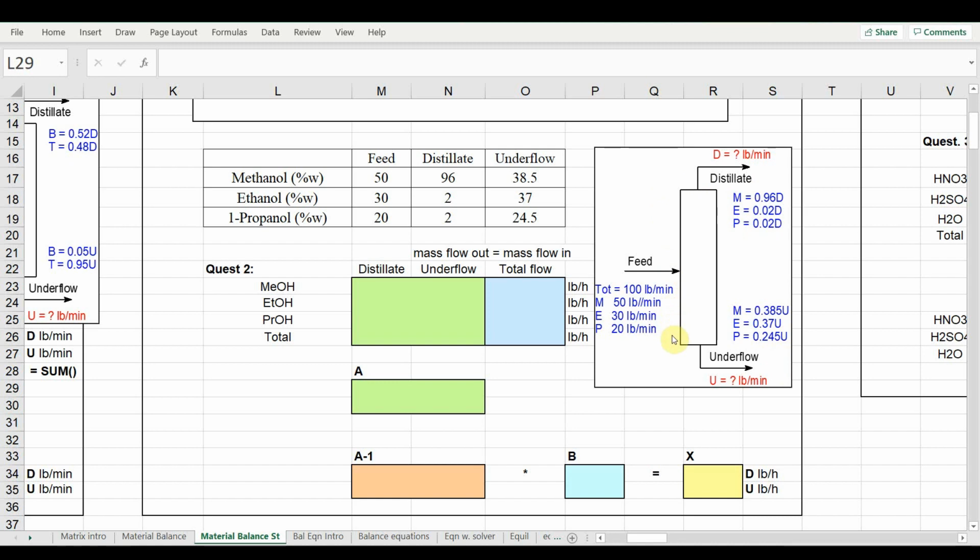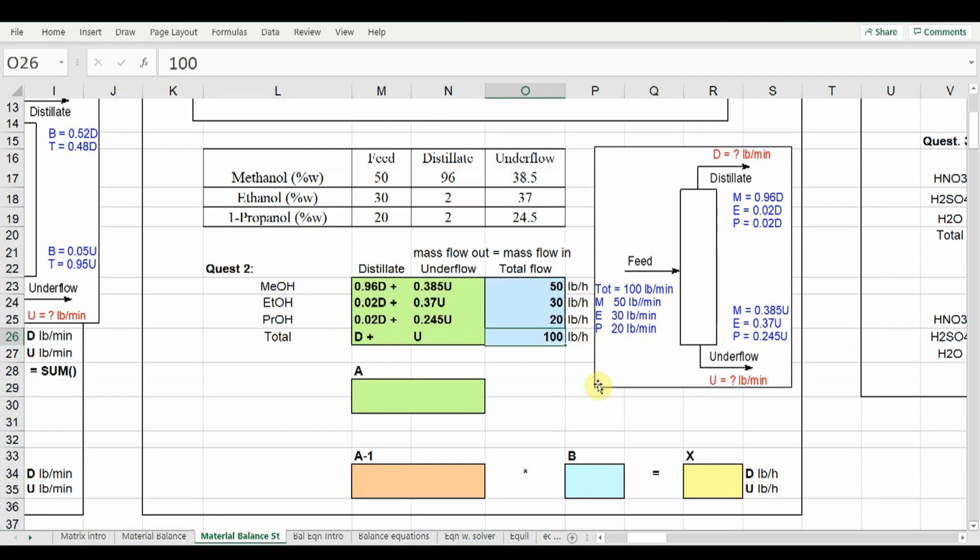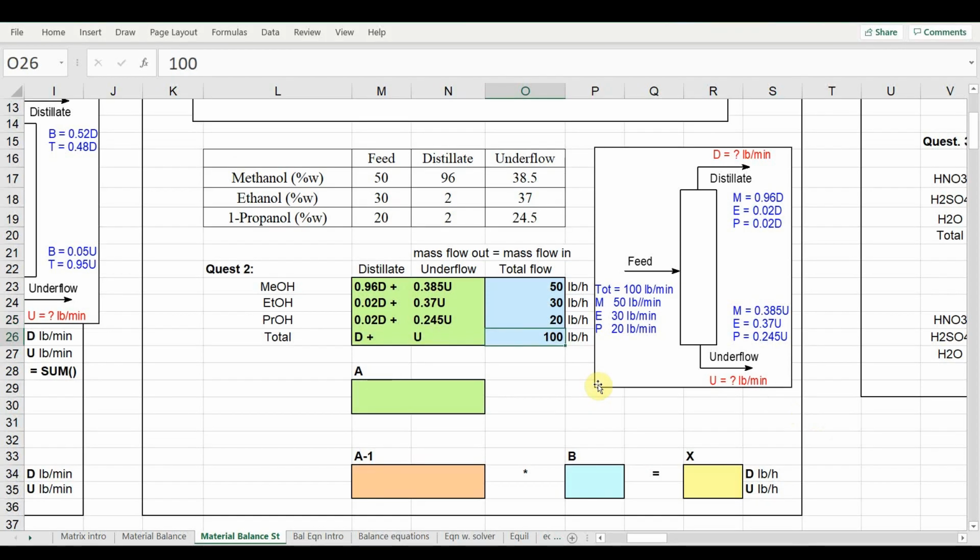The mass flow out equals the mass flow in. We can write an equation for each component in the system and then one for the total. I've gone ahead and completed all the mass balance equations to save time. Pause the video if necessary, and when you're ready, resume the video and we'll solve for the variables. There are 4 mass balance equations. I'll take the first 2.